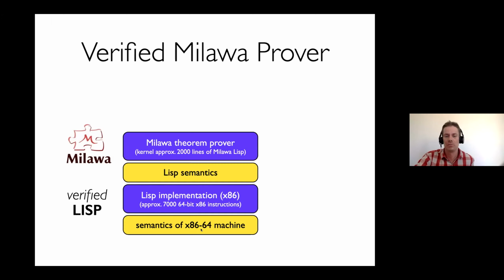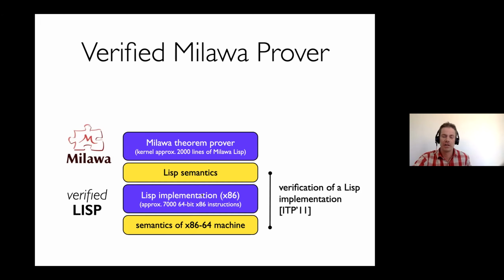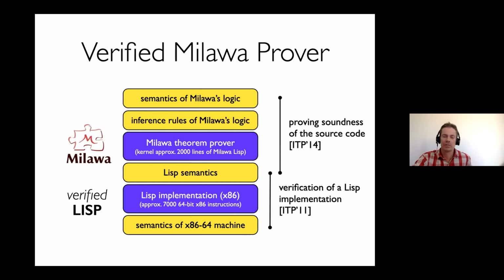So this work was divided into two parts. One was to verify a platform, a Lisp implementation that could host this prover. And separately, there was this effort to formalize the inference rules of the Milawa logic that this implements, and then also formalize the semantics of it, prove the inference rules sound, and then prove that the Milawa theorem prover actually implements those inference rules that were captured abstractly.